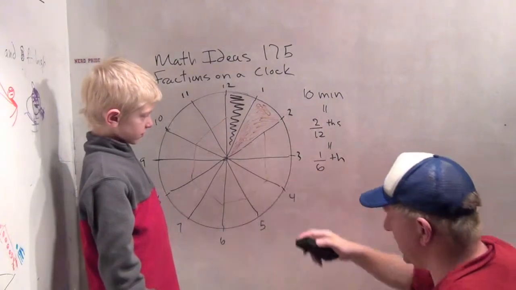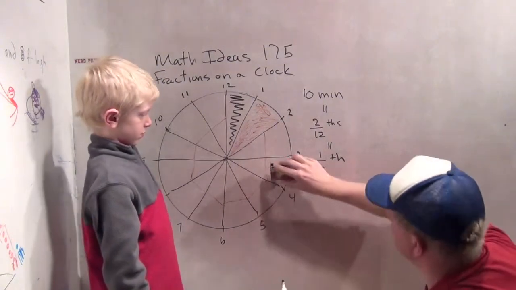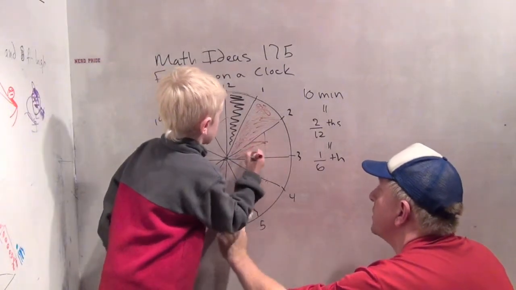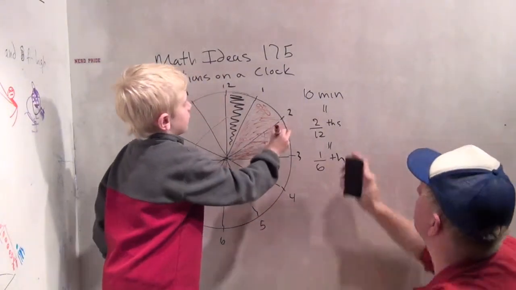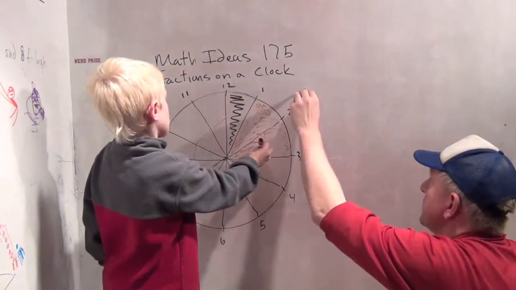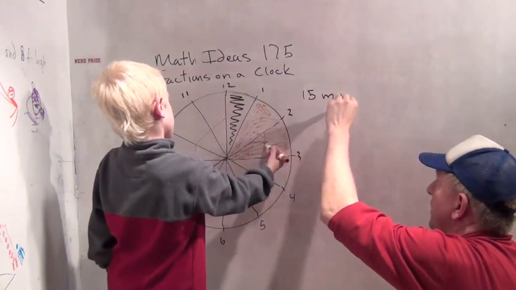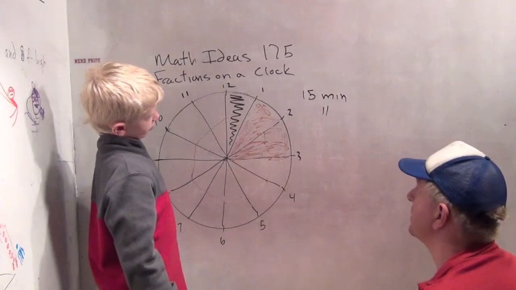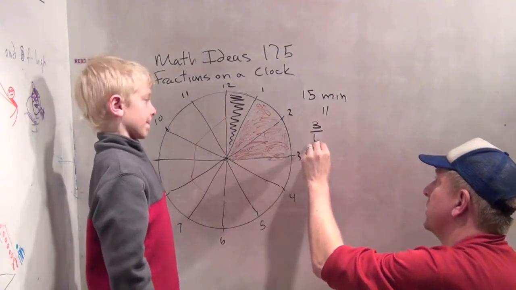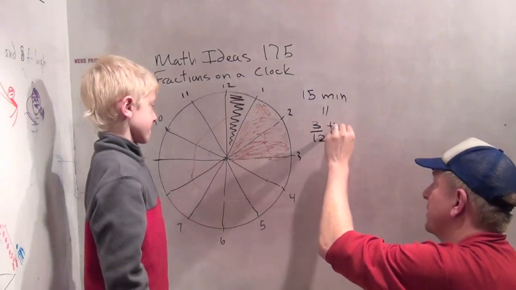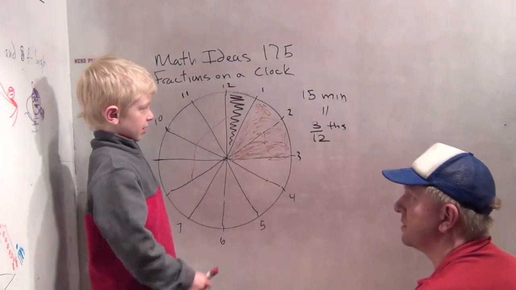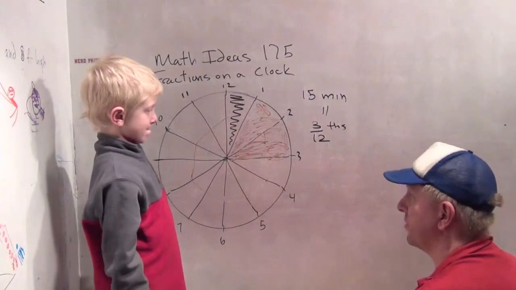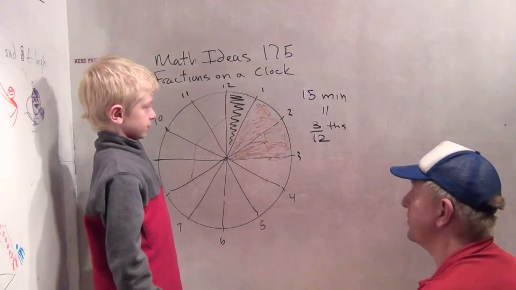What if we fill in 3 of these regions? Why don't you fill in another region here, another 5-minute region? That's 15 minutes. What fraction of the clock is that? 3/12. And how did you figure out it was 3/12? Because there's 3 of these regions filled in. Right, there's 3 of those 5-minute regions, and 5 minutes was 1/12.